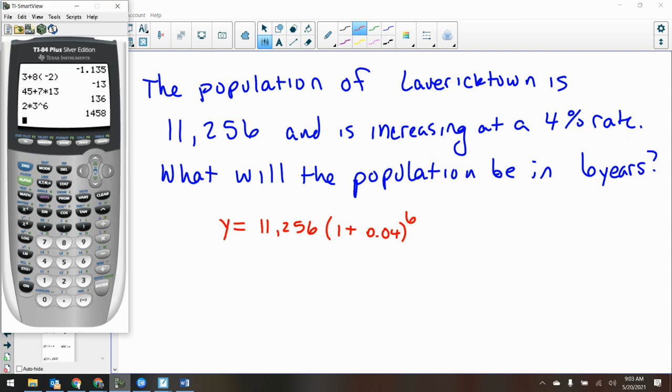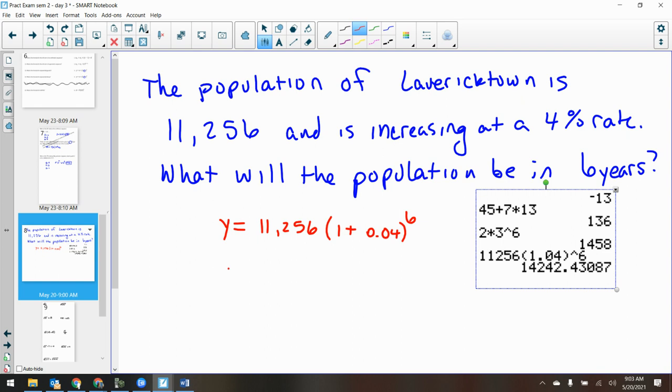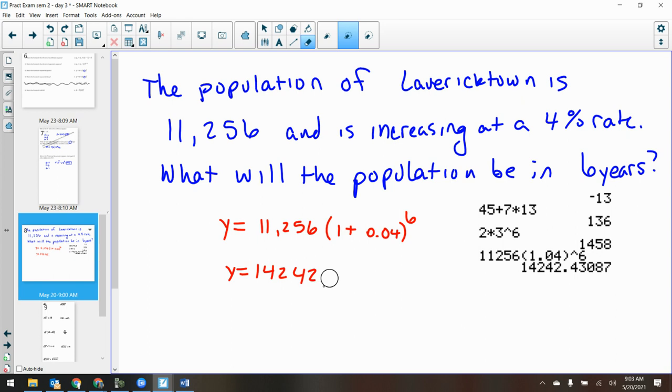So this is 11,256 times 1 plus 0.04, which is 1.04, raised to the 6th power. So over the course of 6 years, the population will grow to 14,242 people. I wouldn't take off for rounding.